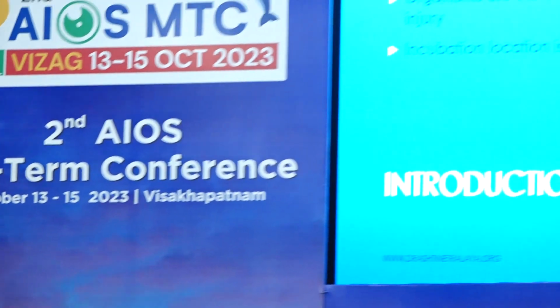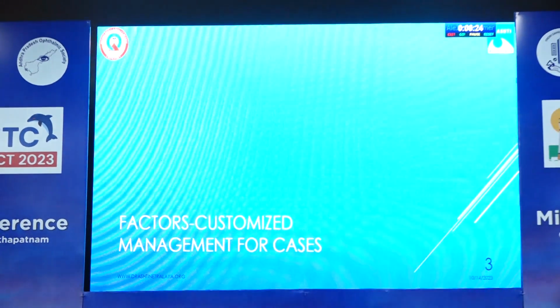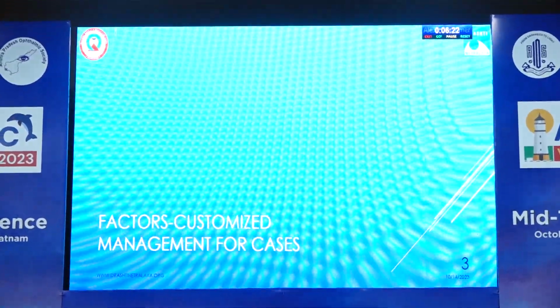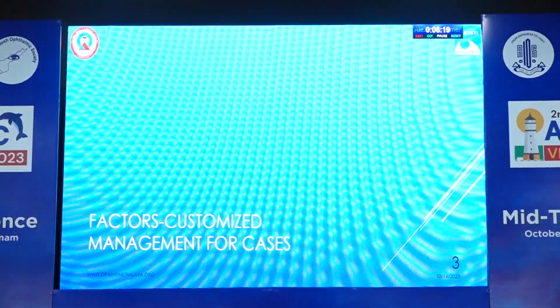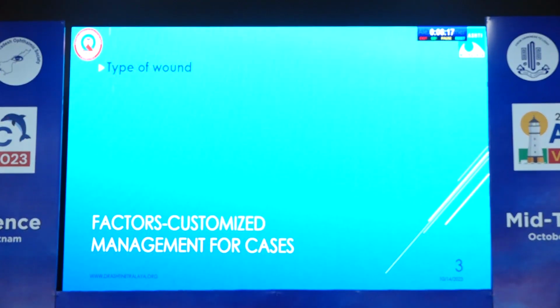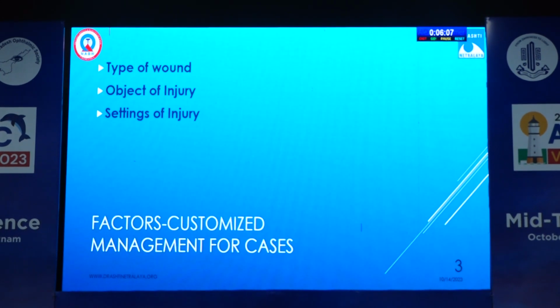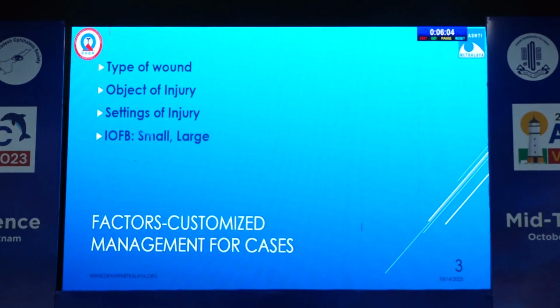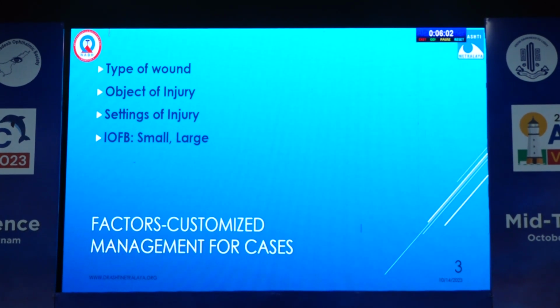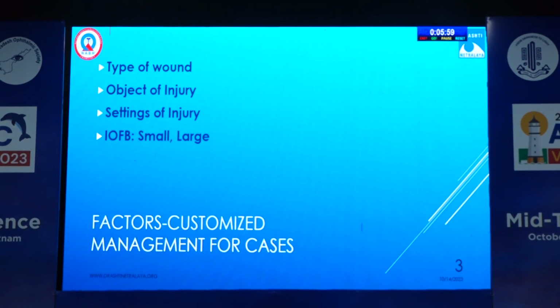The incubation location is also very important. So these are factors, and we need to customize the management plan for the cases according to them. The type of wound, whether it is penetrating or globe rupture, or a regular, irregular, sharper wound; the object of injury that carries the organism; the setting of injury. Many times we can get this from the history; when we ask, the patient may be able to tell, and we may find some complex organisms. IOFB, small and large, and lens abscess.